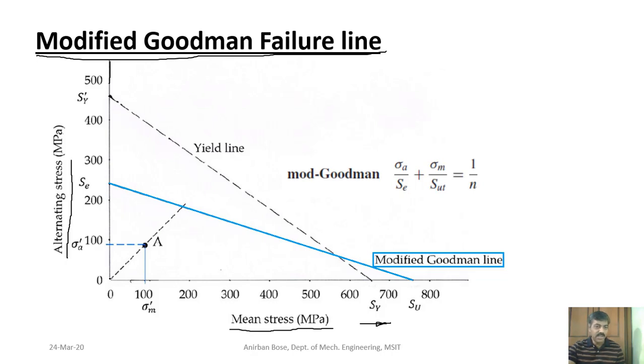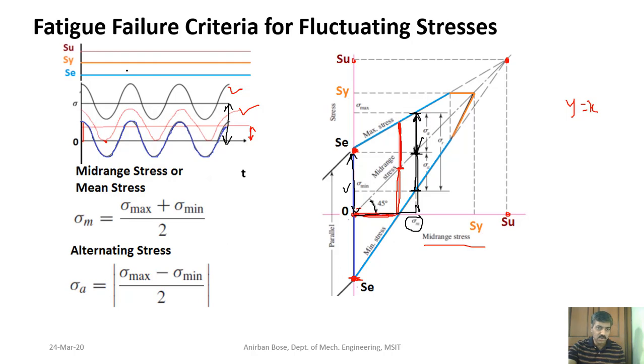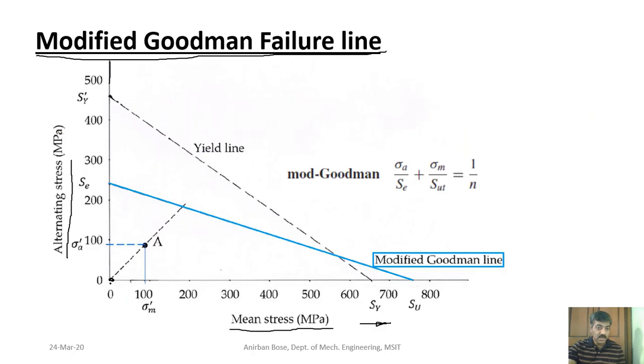Now see, when the midrange stress is zero, midrange stress zero means what kind of fluctuating load? That is completely reversed. You see, midrange stress is zero. That means it is a completely reversed kind of cycle. For that, what is the limit? Limit is endurance limit. That is why corresponding to this one, it is the endurance limit.